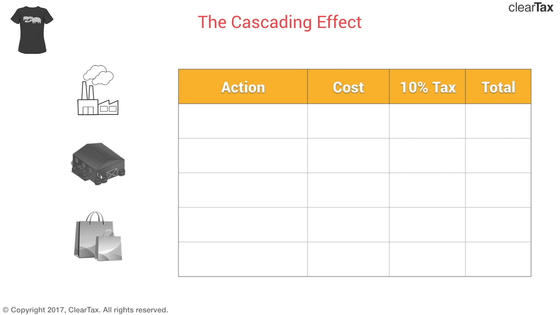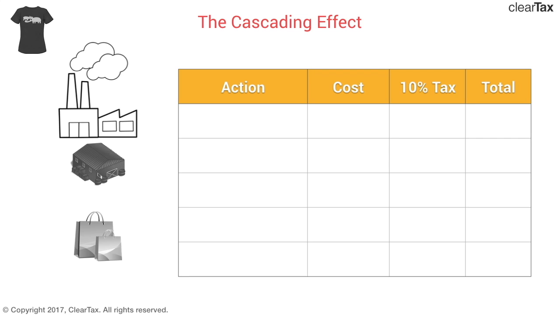So now let's move to the first stage in our production process. The manufacturer will buy raw material. The cost of raw material is 100. He will also have to pay a tax at 10% on this raw material. So the tax on a cost of 100 would be 10. The total cost that the manufacturer will have to bear for his raw material would be 100 plus 10, 110.